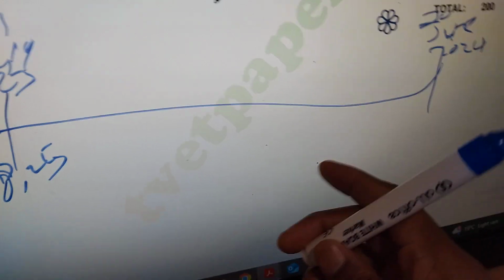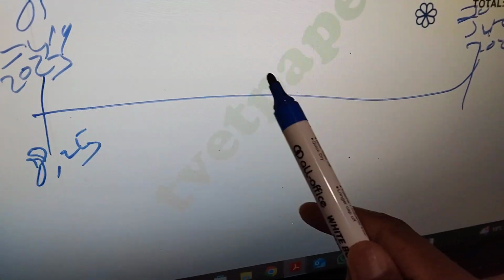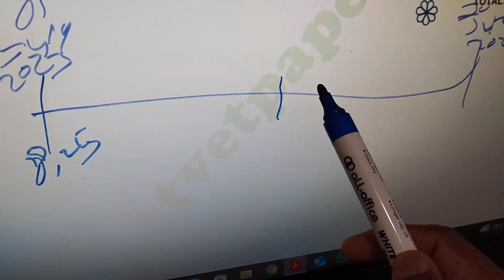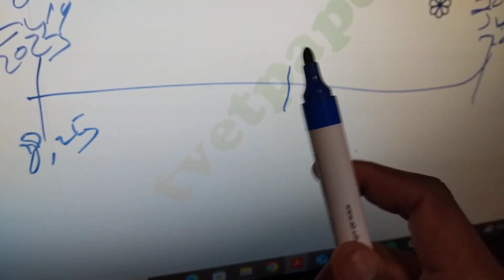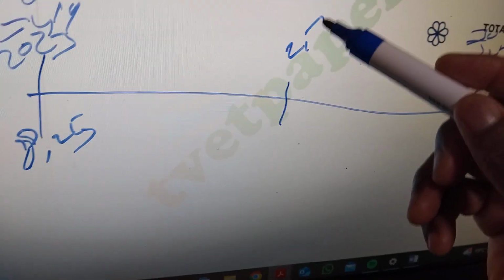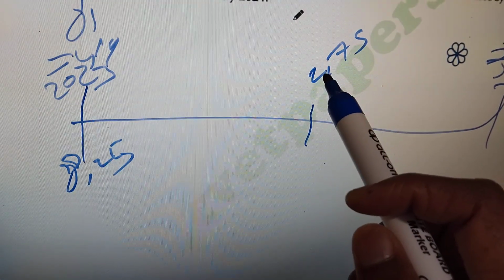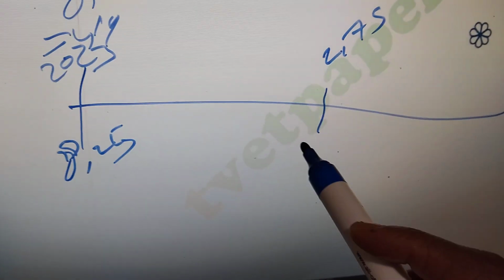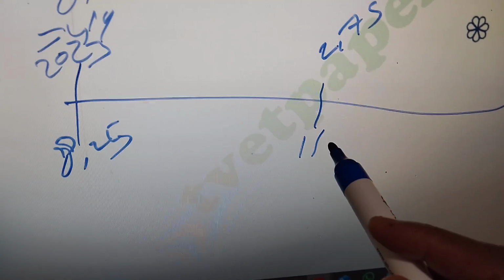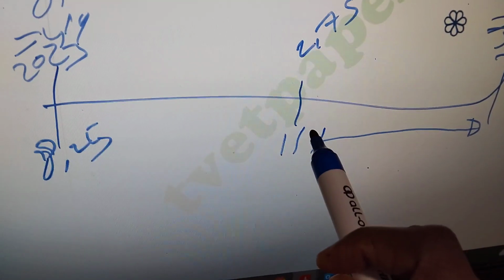We can just assume the 1 January. January, February, March, April, May, June. So this is exactly 6 months. So the increase is 2.75. It was 8.25, the increase is 2.75, so it will be 11% from here until the end of the financial period, again 11%.